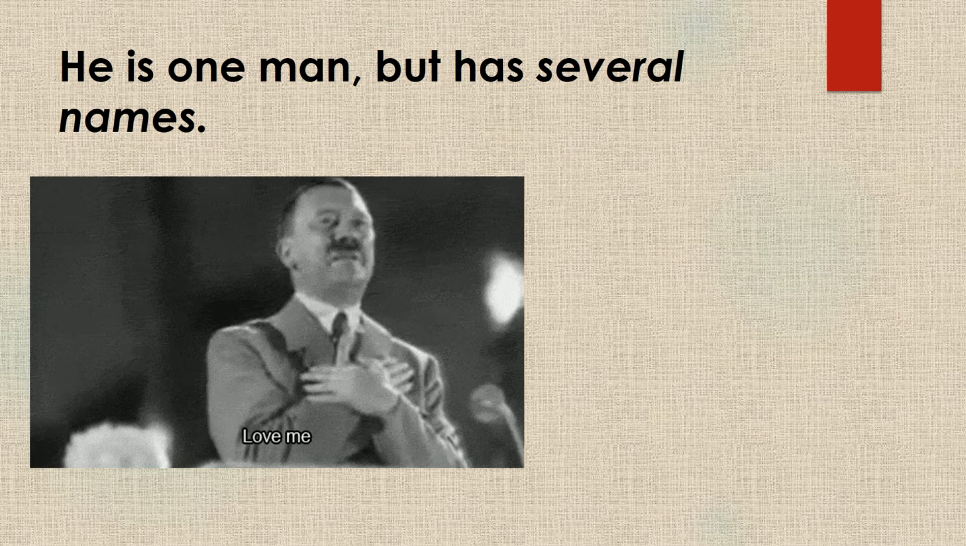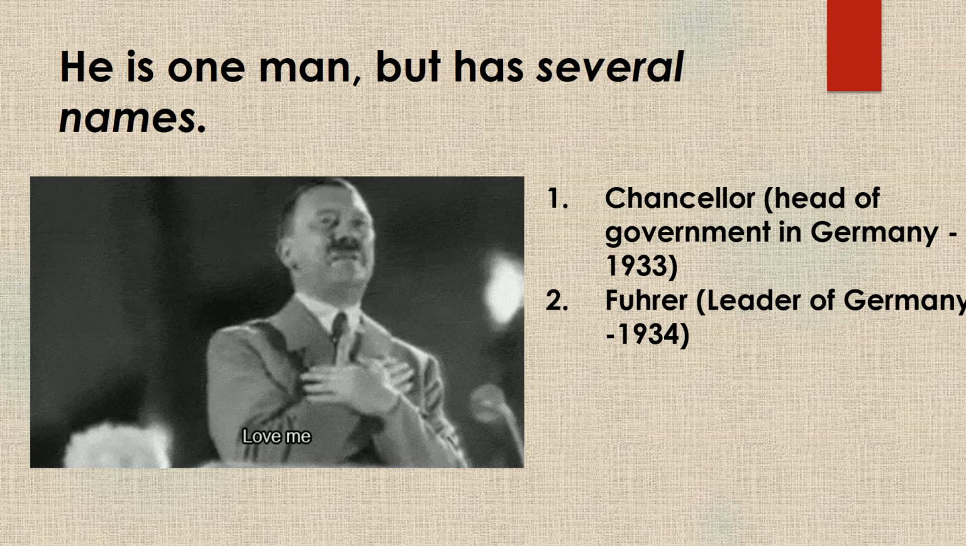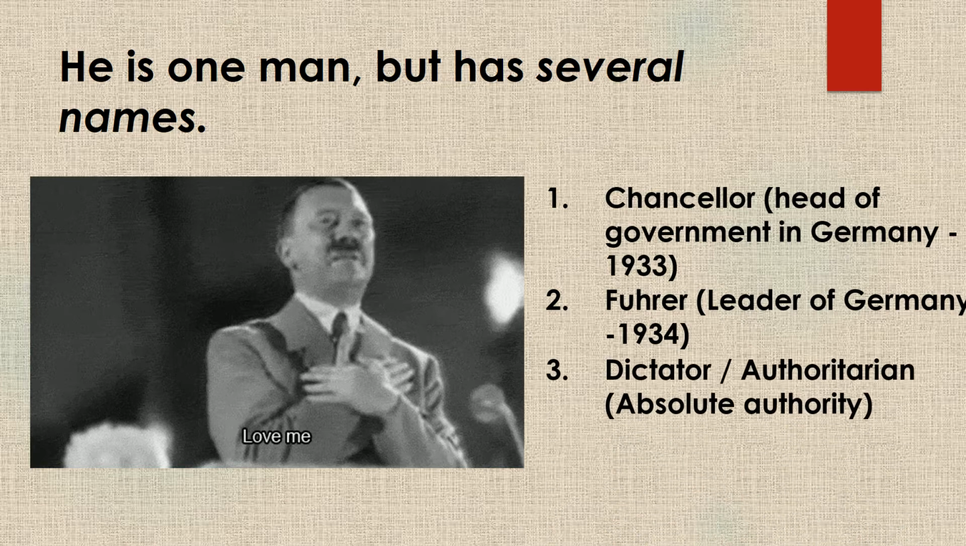He is one man, but he actually has several names, starting with the Chancellor, where he's the head of government in Germany in 1933. He will have a lot of power, but at this stage, he's not the most powerful man yet in Germany. He will only be the most powerful in 1934, where he will be officially addressed as the Führer. The president will pass away, and he will combine the powers of the Chancellor and the president to become the Führer. By this stage, he is the most powerful in Germany, and whatever he says is the law. He's also often called a dictator, an authoritarian leader, similar to how Stalin was, very brutal in their ways.